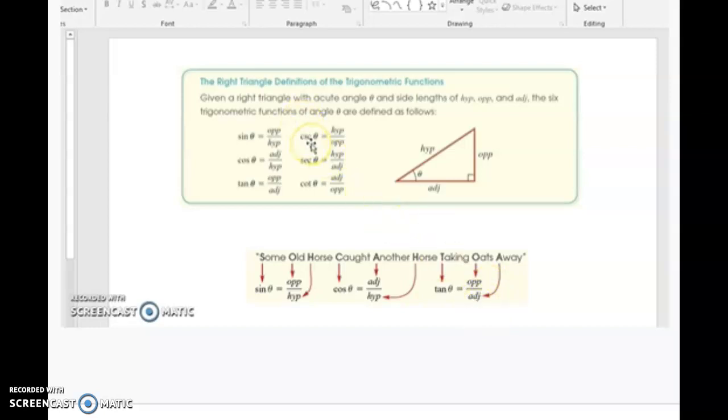Of course, the cosecant definition is just the reciprocal of the sine. Secant is the reciprocal of the cosine definition, and cotangent is the reciprocal of the tangent definition.